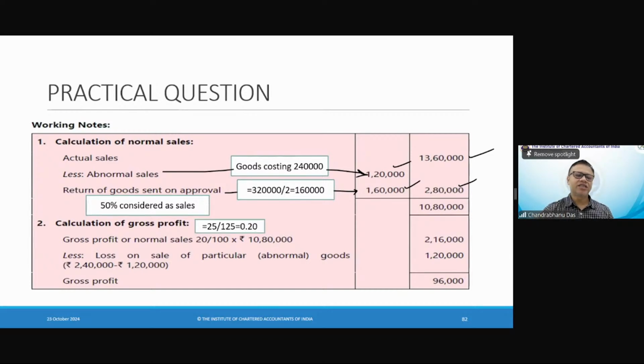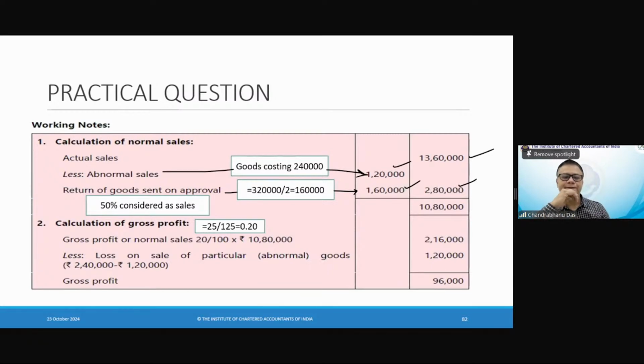Then we are calculating the gross profit since it is 25% on cost. So 100 plus 25, cost plus profit, is selling price 125. 25 by 125 is 0.20. That means it is 20% on the sales. So gross profit on normal sales is 20 by 100, 20% into 10,80,000, which comes to 2,16,000.